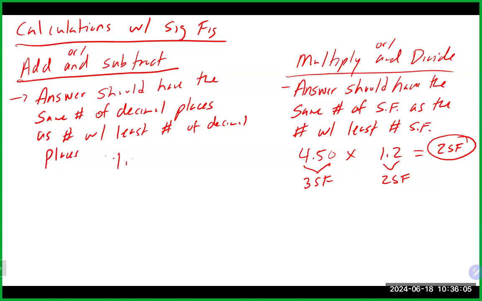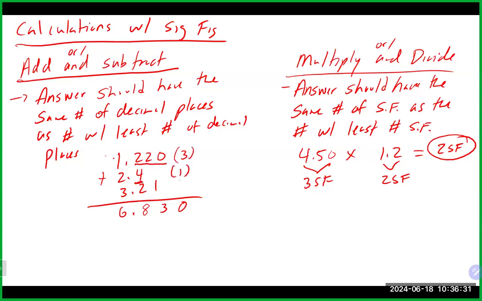So if I took 1.220 and added it to 2.4 and added it to 3.21, we'll give it the old college try here without a calculator. 3, 4, 6, 8, 5, and 6 in this case. When we're looking at this, we're going to look at decimal places. This has 3 decimal places. This has 1 decimal place. This has 2 decimal places. So in this case, our answer should go to 1 decimal place, which would give us 6.8.